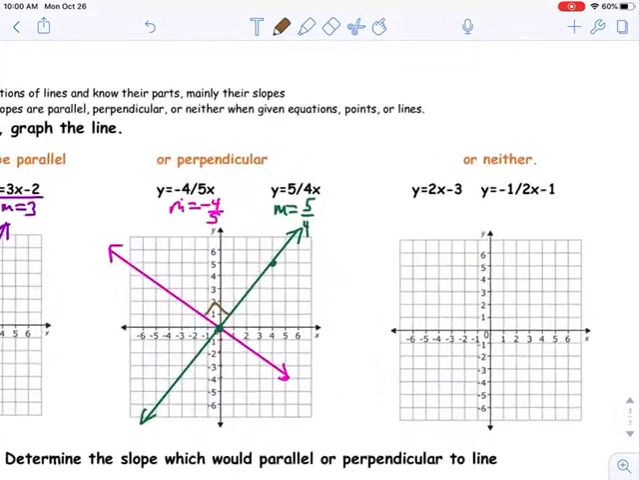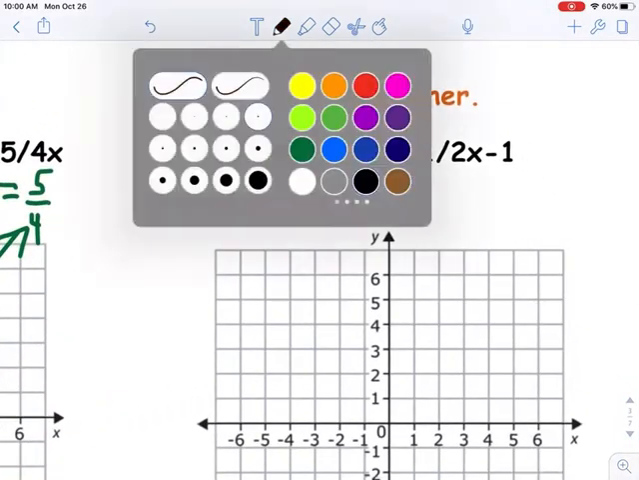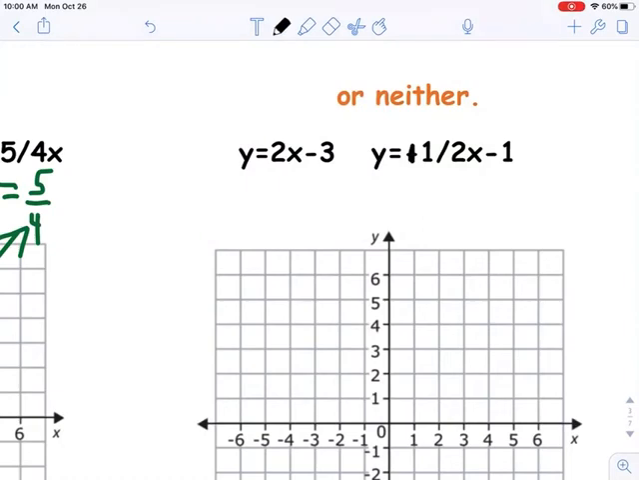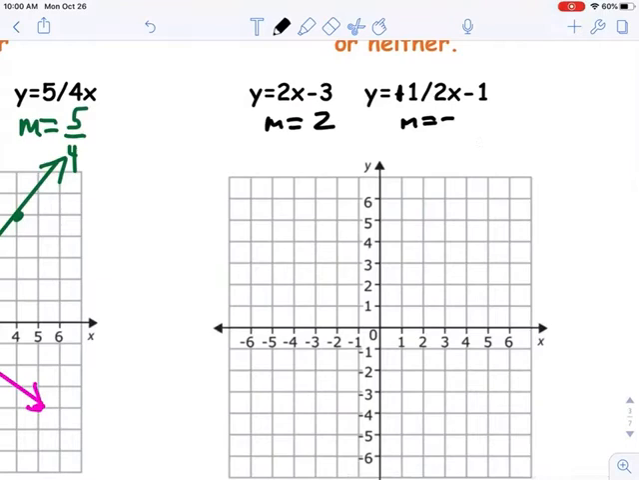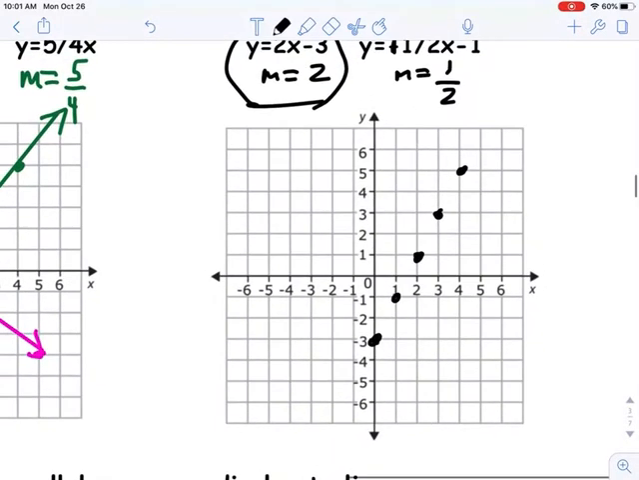Oh, this actually has a little typo in it. For neither, that should be a positive one. All right, so it's neither, it's a quick little typo. So we have a slope of 2, a slope of 1/2. Those are, oops, I wrote -1/2. I don't know why I keep doing that. Slope of half, that's neither equal or opposite reciprocals. Just because it's a reciprocal doesn't mean it's perpendicular.